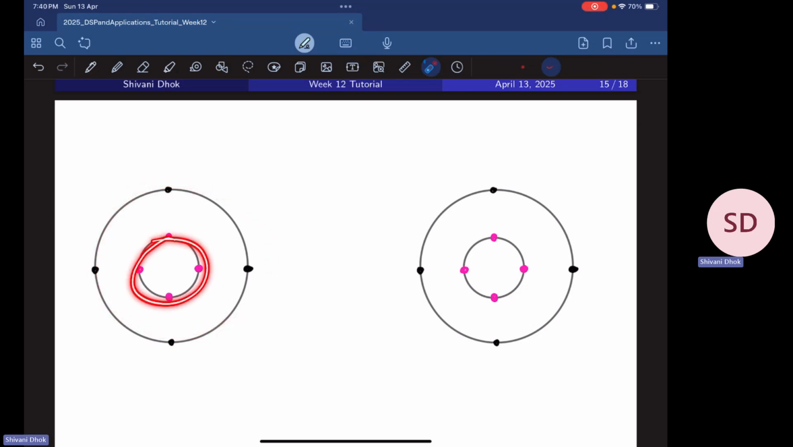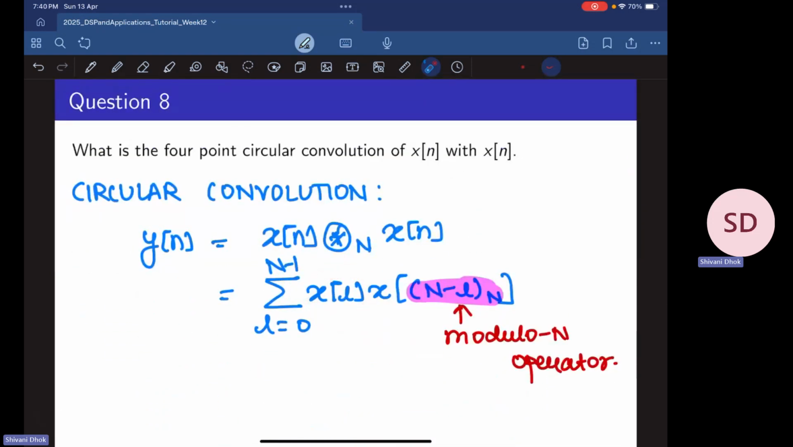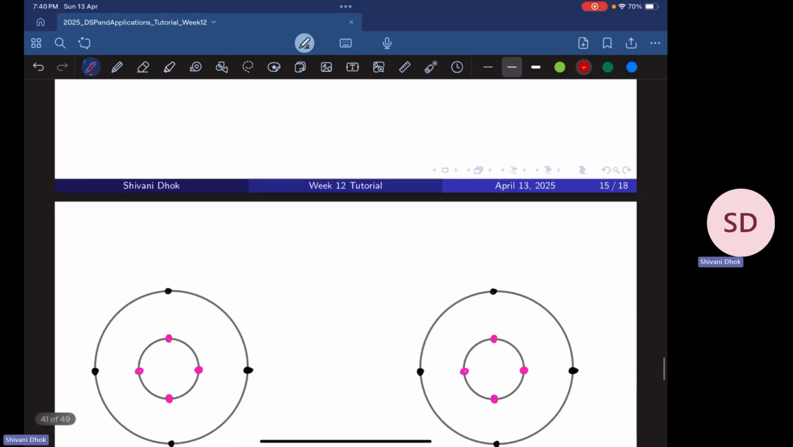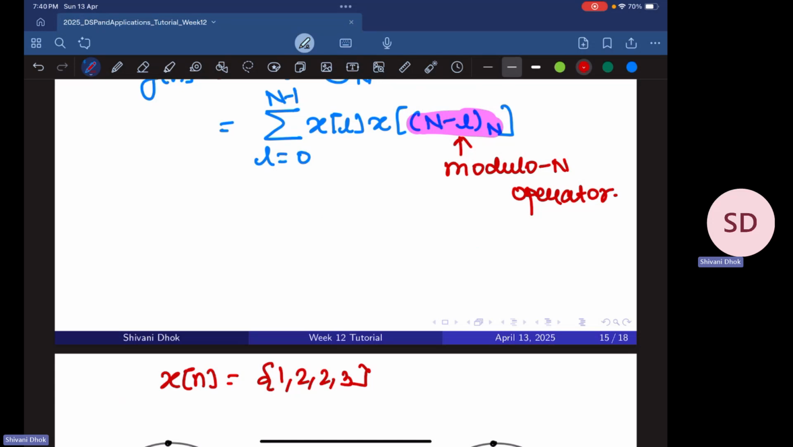The inside circle will have the values that correspond to this x of L. Okay, so this inside circle will correspond to x of 0, which is here, x of 1, x of 2, and x of 3. So what is it? X of n is 1, 2, 2, 3. So here we'll have 1, 2, 2, 3 as it is. And now we need to find the circular convolution of this signal with itself. So now we have taken care of this quantity. Now we will take care of this quantity.